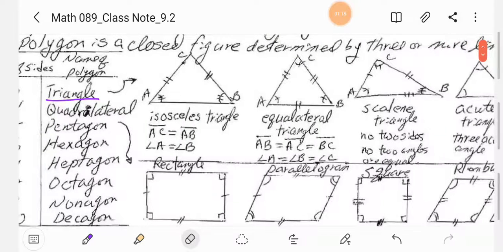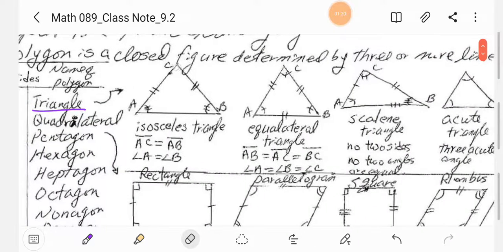For the triangle, if the lengths of two sides are the same, so this side and this side are the same, then we call it an isosceles triangle. If this is an isosceles triangle, then this angle and this angle are also the same angle.